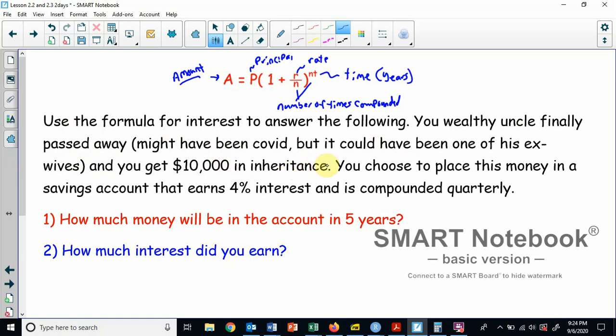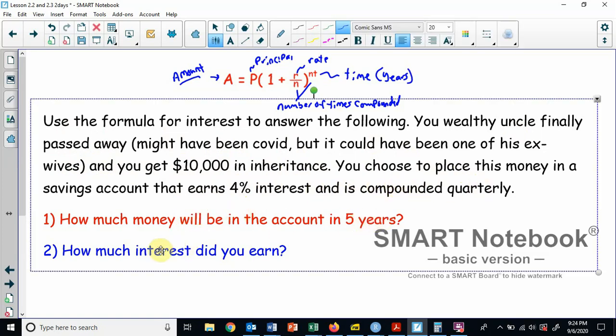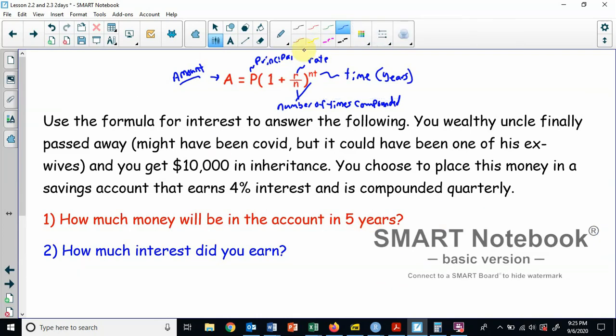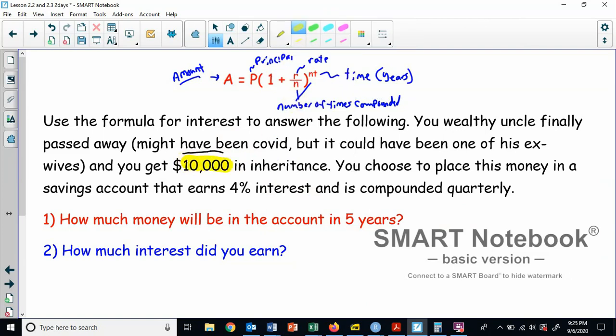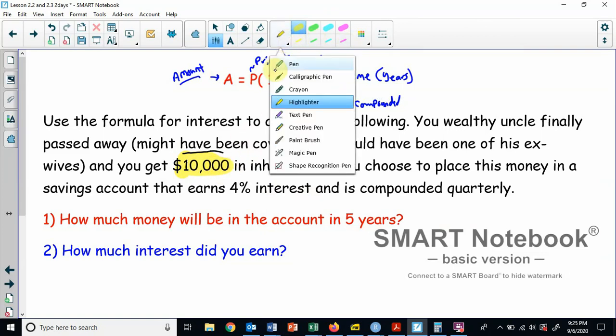So you choose to place this money in a savings account that earns 4% interest and is compounded quarterly. How much money will be in the account in 5 years? See, are these? Yeah, those are linked together. So to answer the one in red, all I have to do is think about the numbers I have. So the principal, maybe we'll highlight. The principal, that's our P right here, is how much you're starting with. Okay? So that's the P.